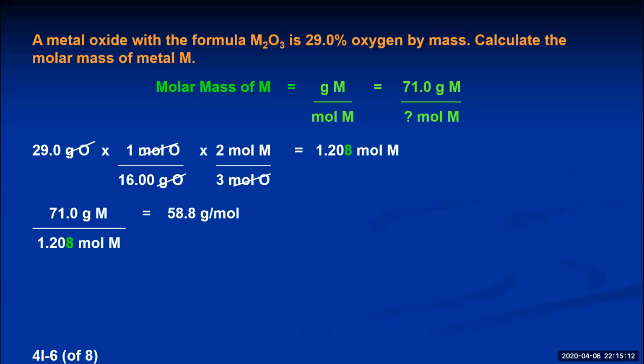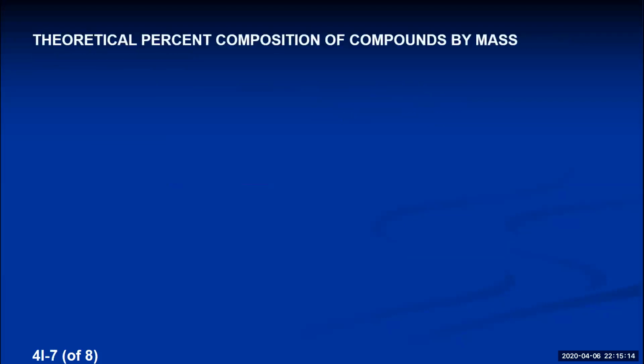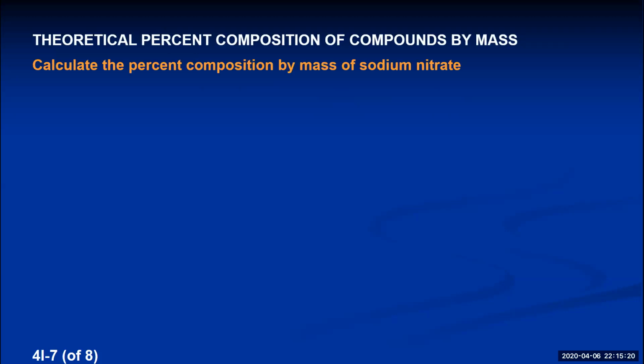One final type of calculation I want to talk about are theoretical percent compositions of compounds by masses. And we'll do this as an example. We're going to calculate the percent composition by mass of sodium nitrate. So what they're asking in this problem is the compound sodium nitrate, which you need to know its formula. Sodium is Na+1, nitrate is NO3 -1, so the formula would be NaNO3.